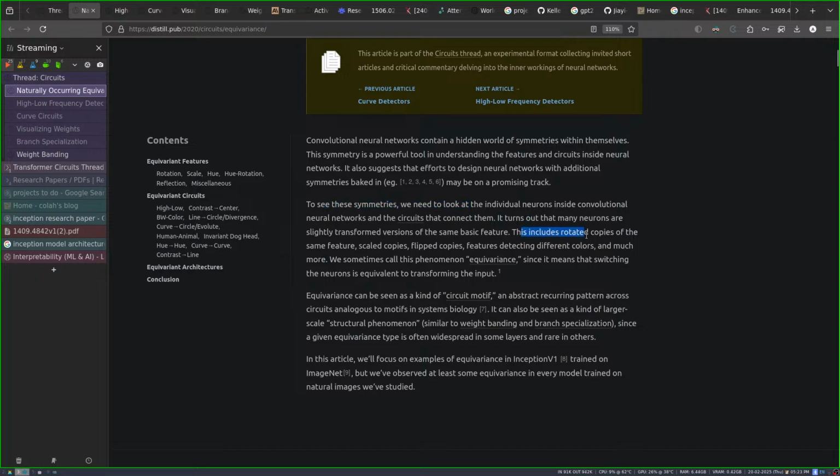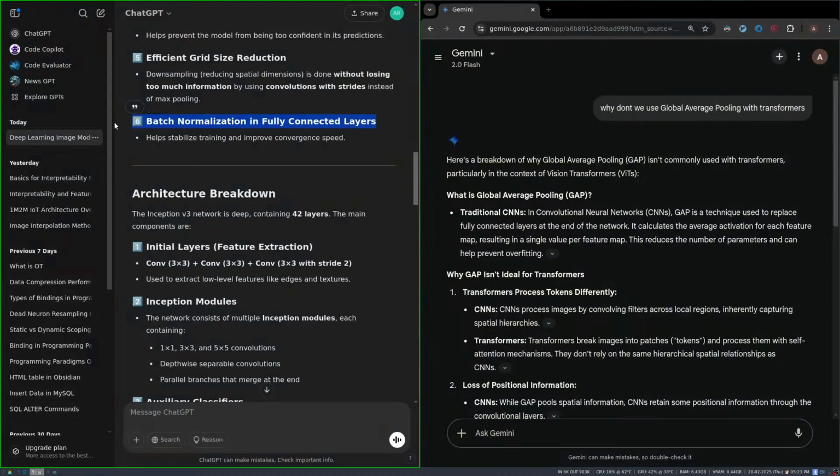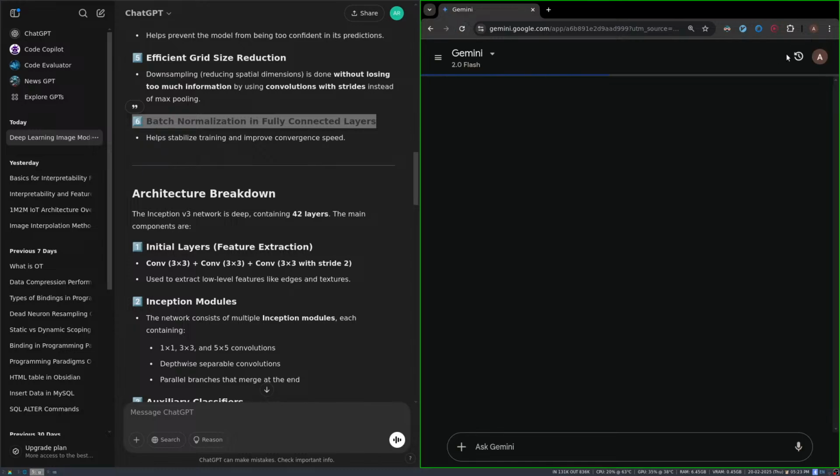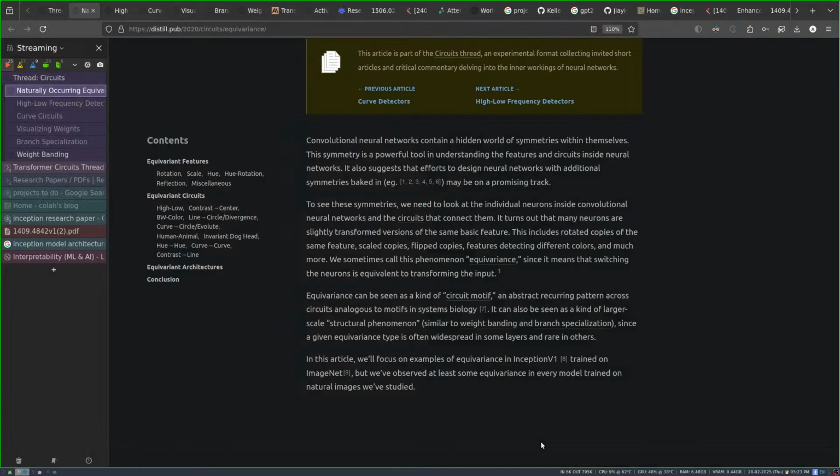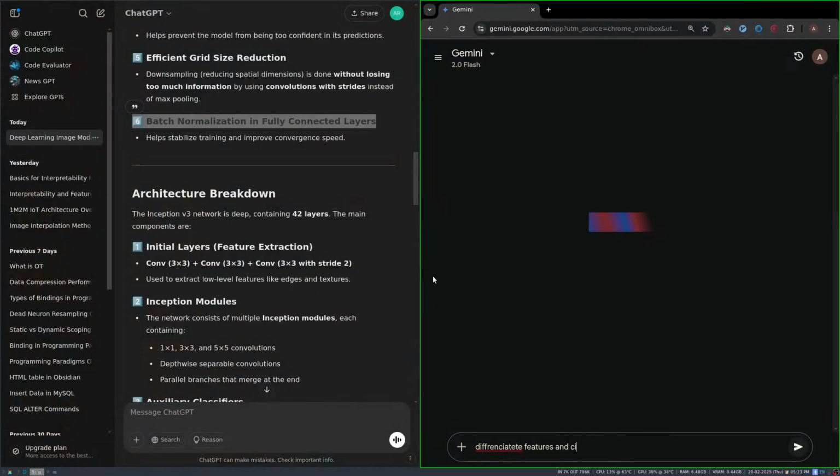This includes... wait, are features neuron-like? How do you differentiate, what do you call, features and, hmm, features and circuits?